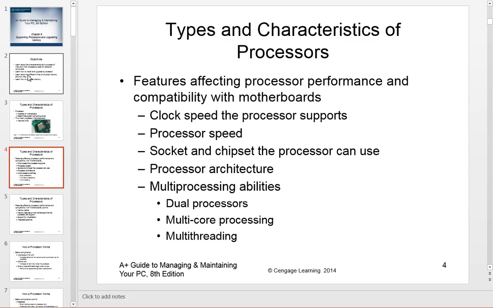The ones to take note of are the processor speed, of course the socket, the multi-processing abilities. That's something that you want to look at. Well, how many processors does it have? How many cores does it have? And then the term called multi-threading. The ability for a computer to go through and deal with multiple processes at the same time is called multi-threading. So that is one of the important factors that you want to keep an eye on when you are picking, choosing, upgrading or replacing a processor.